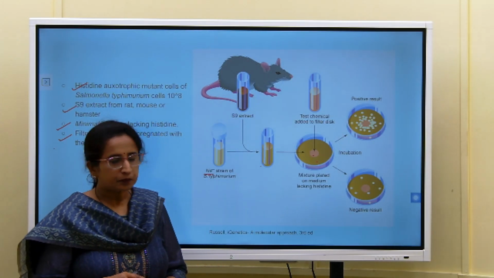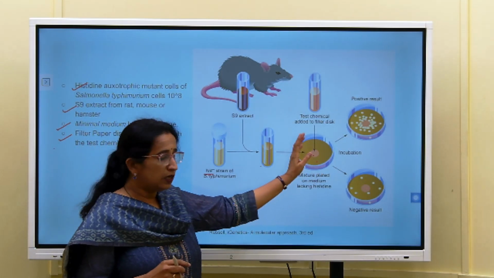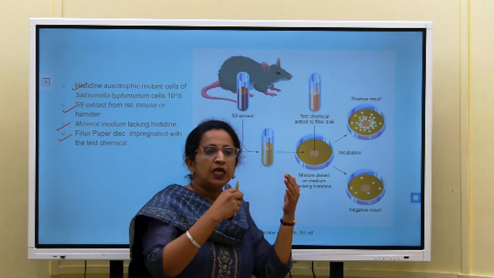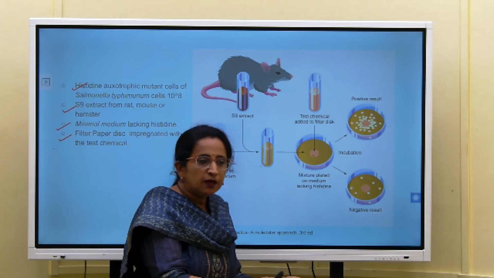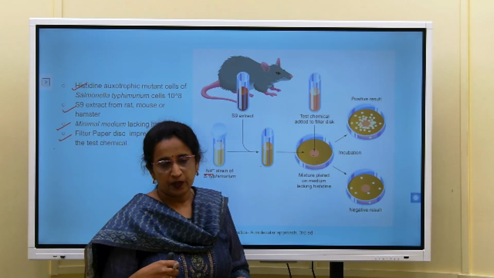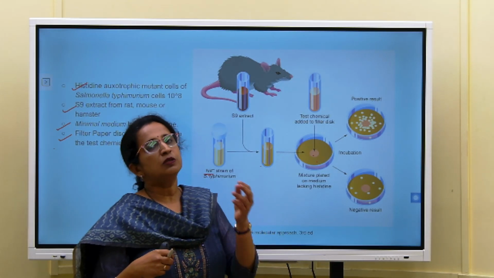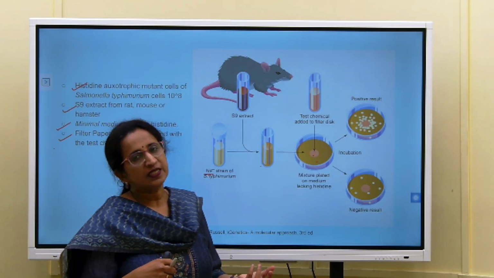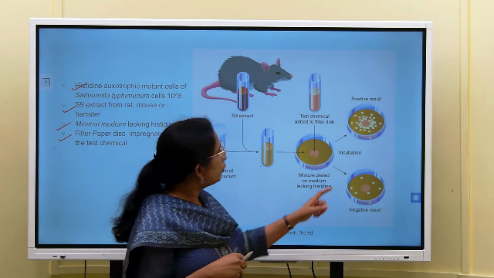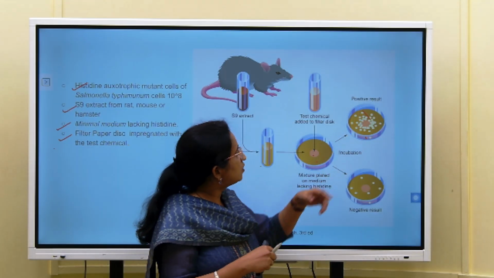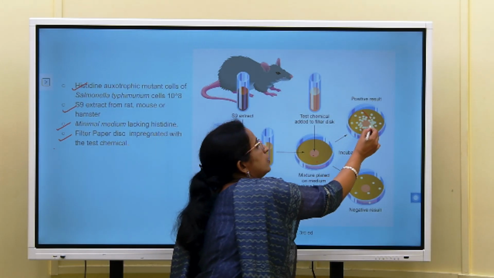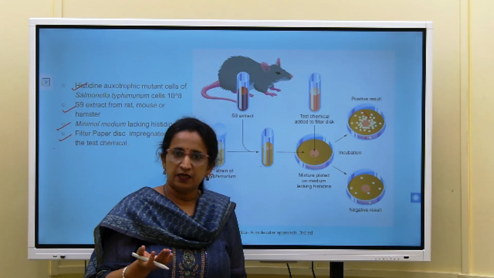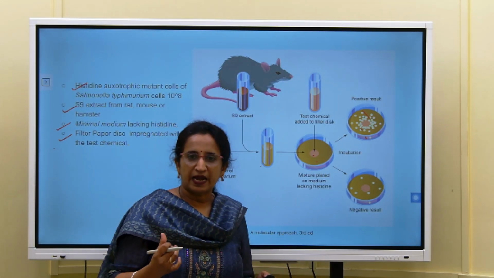Now what will happen? If your chemical is a mutagen, if it is able to cause a mutation, it will revert the Salmonella typhimurium back to its wild type. If the Salmonella typhimurium goes back to the wild type, it means now it is able to make histidine. So it is histidine plus now. Therefore, on this plate, you can see these white dots which are the colonies. So the Salmonella culture has grown on a plate which does not contain histidine because it has got reverted back.